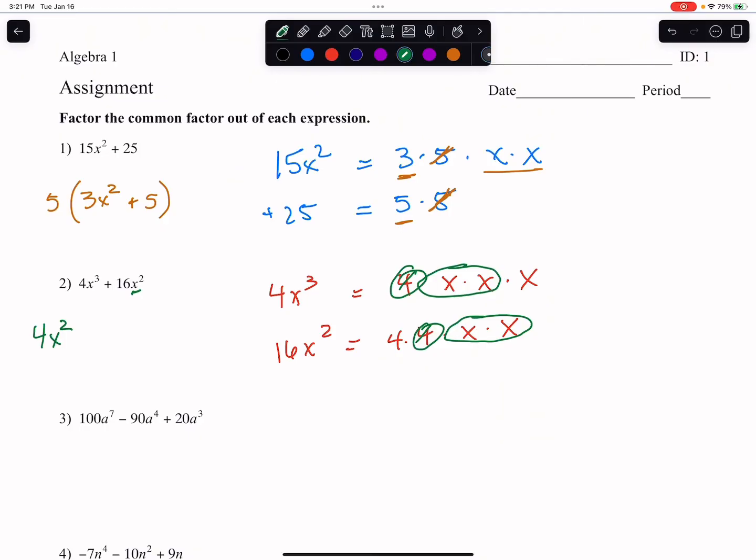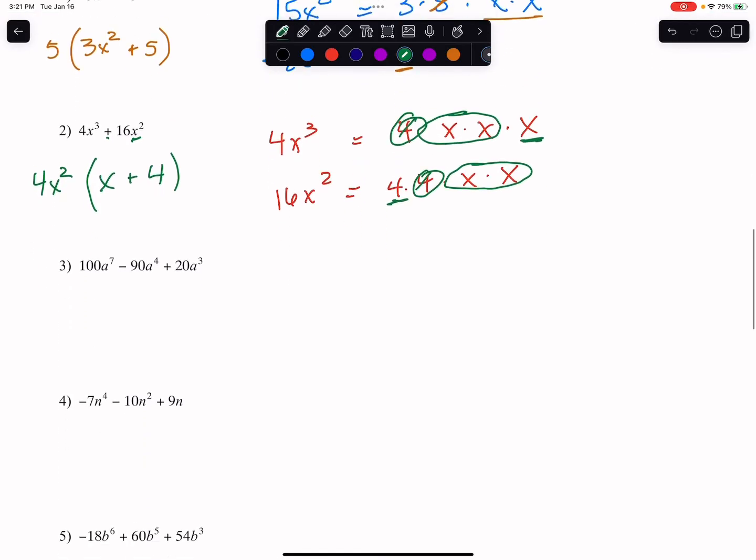Okay? Now, what's left? Well, only thing remaining from this one is an x. And then this was a plus. And only thing remaining from this one is a 4. So that goes back in. And that is exactly how you factor those. Ooh, let's get to one that's a little bit bigger.